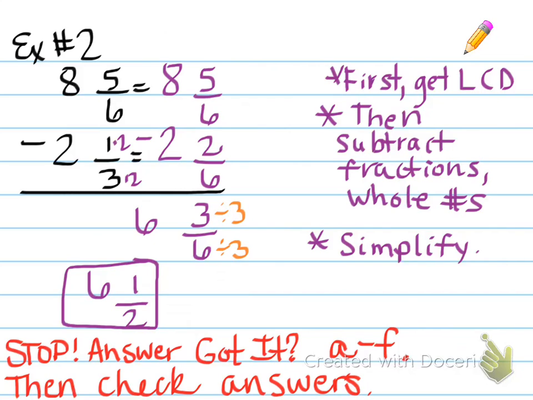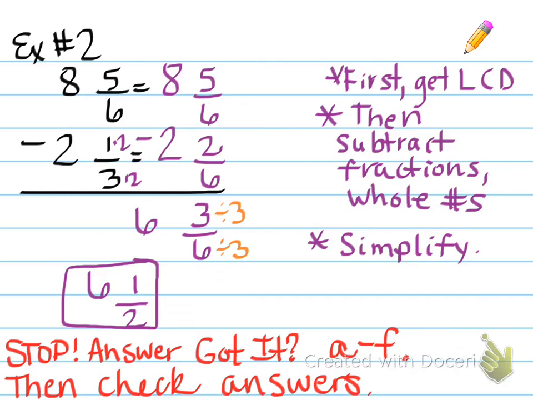This goes over example 2. And just a note here. First, you need to get the least common denominator for 6 and 3. Then you can start subtracting the fractions. Then worry about the whole numbers and make sure your final answer is simplified.